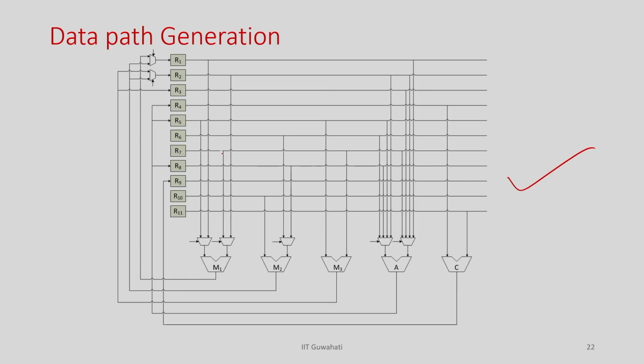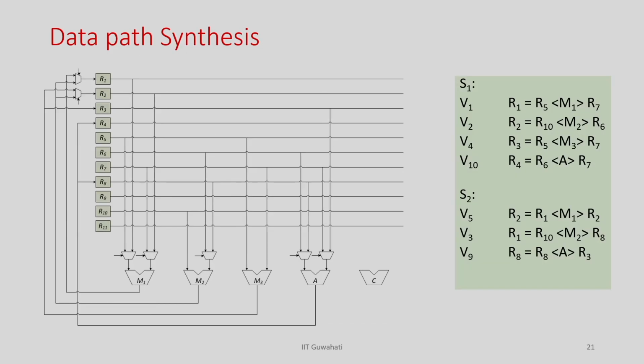Similarly, this multiplier input should come from R7 or R2, which you can understand from this behavior. See, for multiplier 1, in the first clock the left input should come from R5, right. So, I just put R5 here, and the next clock it should come from R1. So, I just connected R5 and R1 to the left input. Similarly, for the right input I need R7 or R2. So, I have just connected R7 and R2, and this adder is doing 4 operations in different clocks.